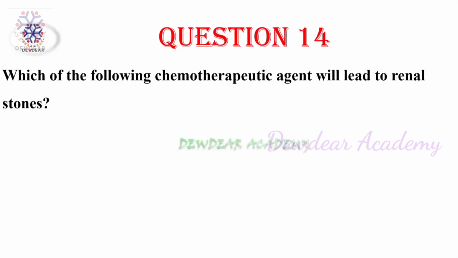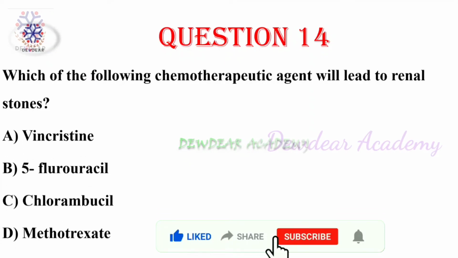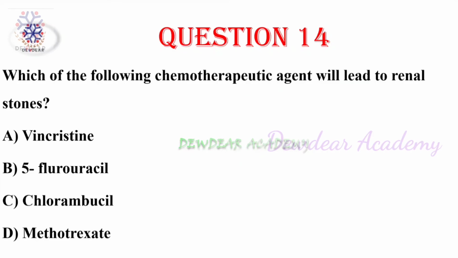Then question number 14. Which of the following chemotherapeutic agents will lead to renal stones? Options: vincristine, 5-fluorouracil, chlorambucil, methotrexate. Correct answer is chlorambucil. Chlorambucil may increase the levels of uric acid in the body, and it can cause kidney stones.